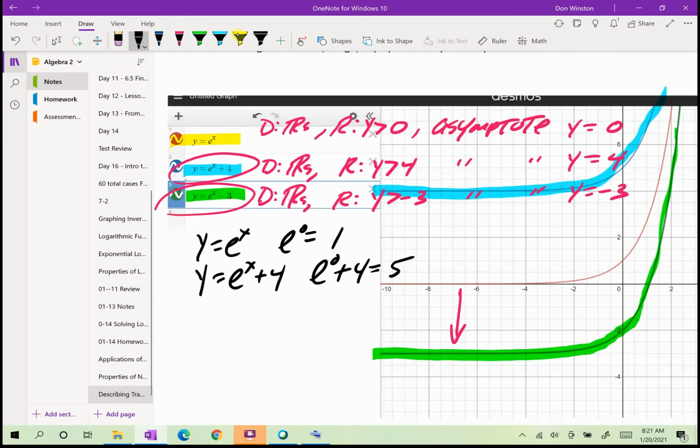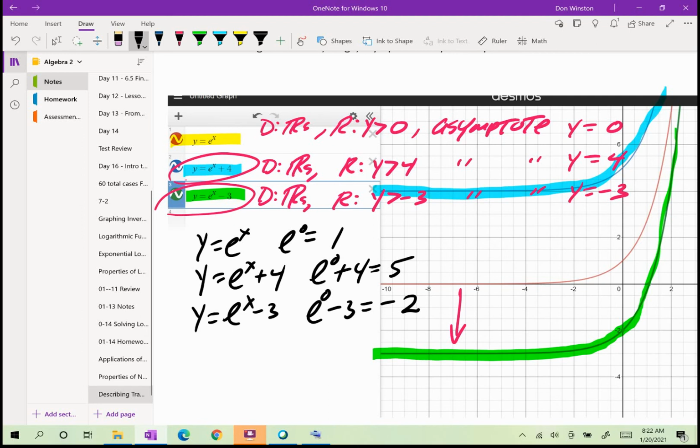And then when I have the function y is equal to e raised to the x minus 3, when x is equal to 0, I have e raised to 0 minus 3, and then e to the 0 is 1, and 1 minus 3 gives me -2. So you should be able to describe the transformations, domain, range, and asymptote, as well as indicate what the y-intercept is for those transformations.